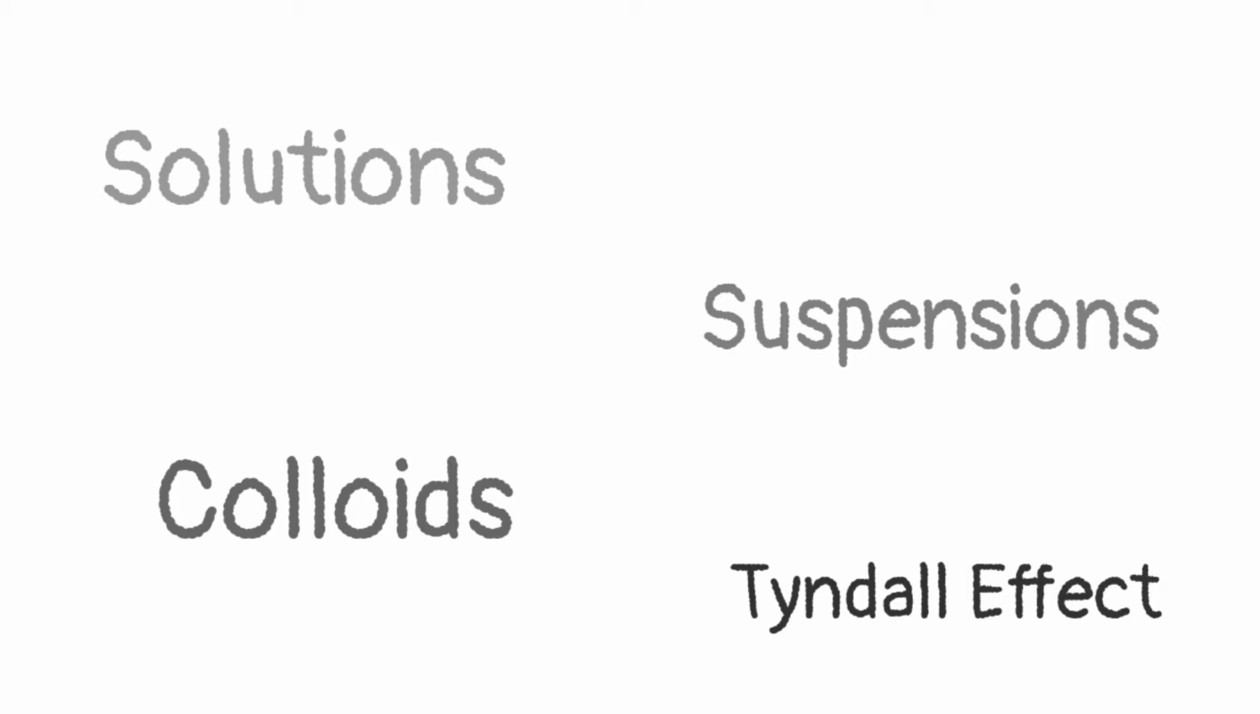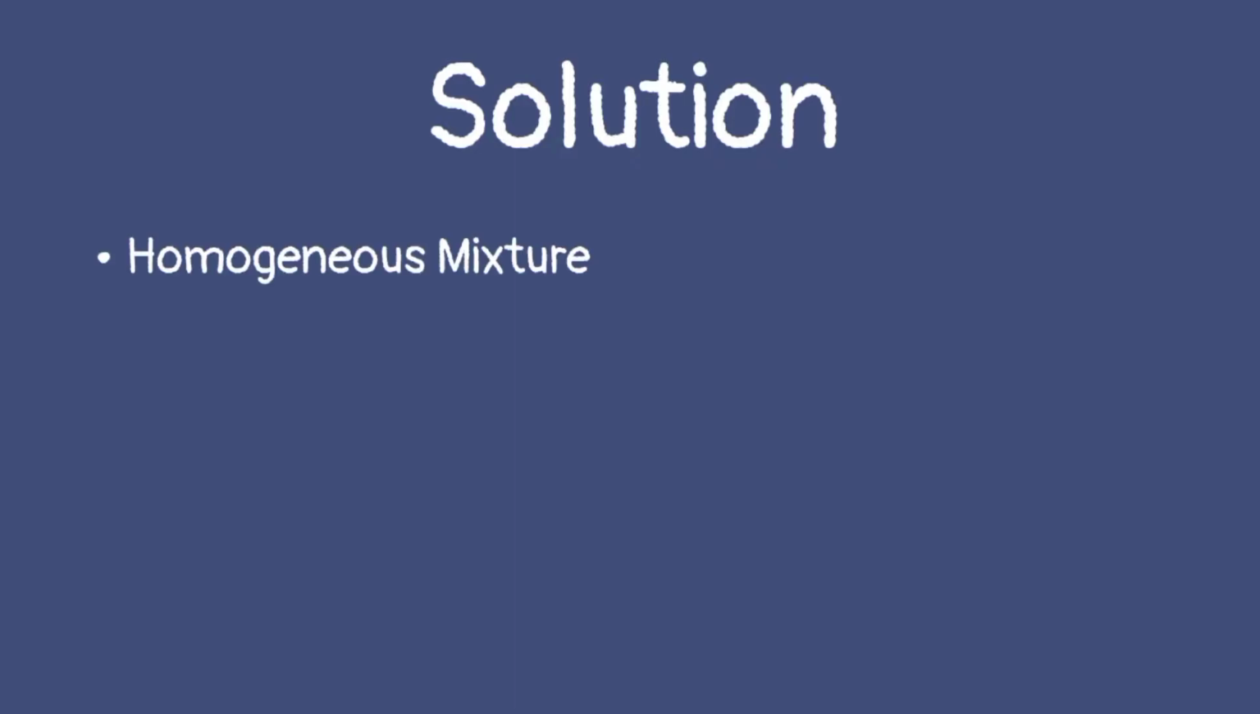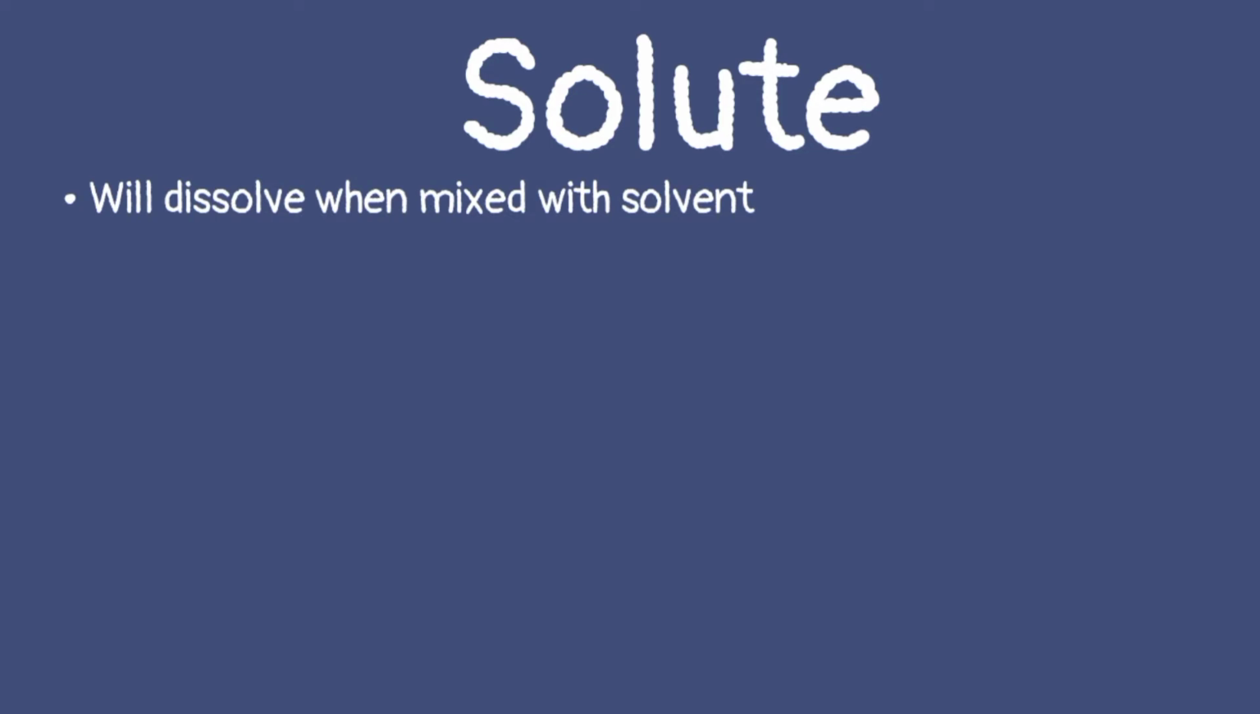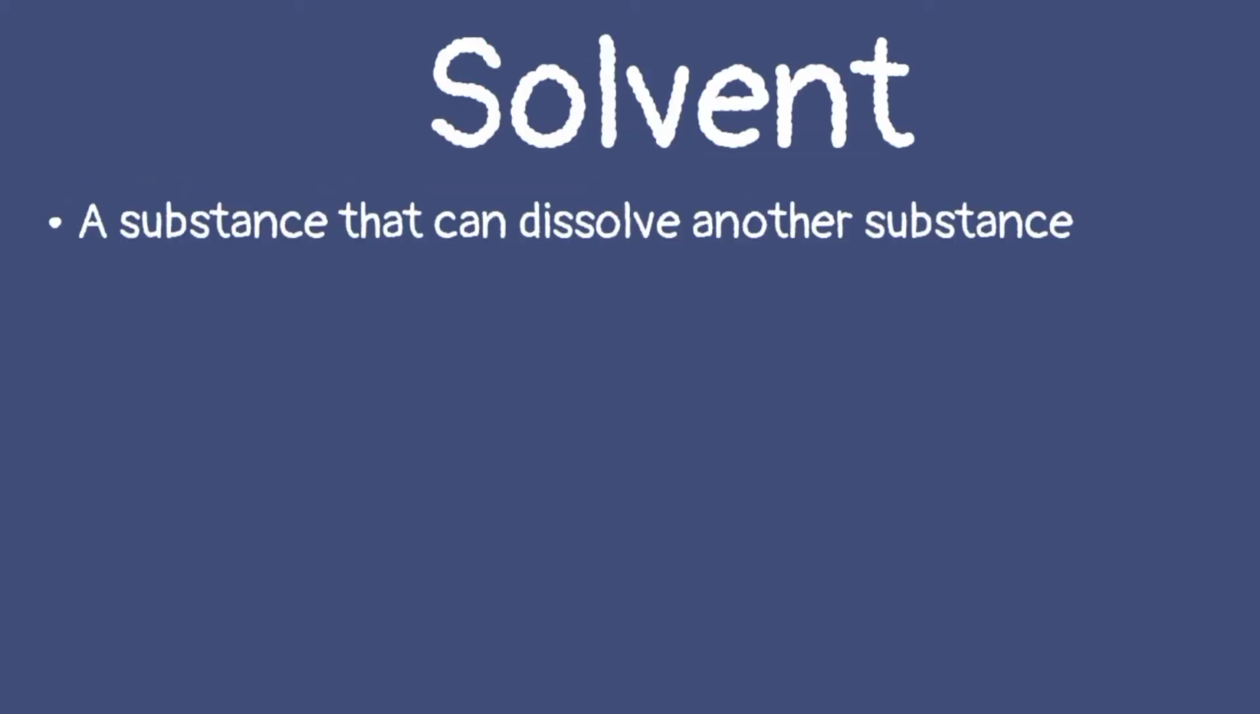So let's start. A solution is a homogeneous mixture of two or more substances. It consists of solute and solvent. A solute is a substance that can dissolve when mixed with a solvent, while a solvent can dissolve a solute. This can only mean that they're opposites.